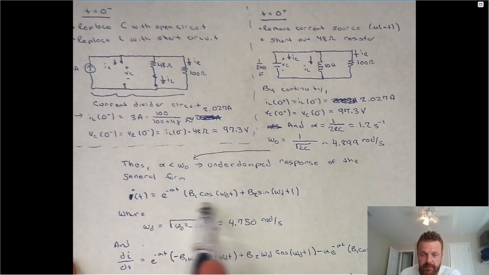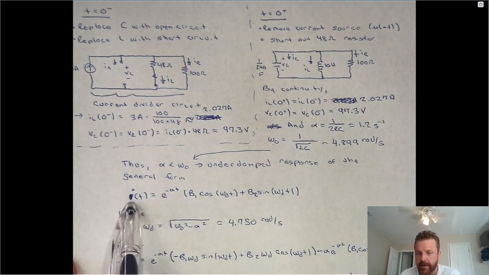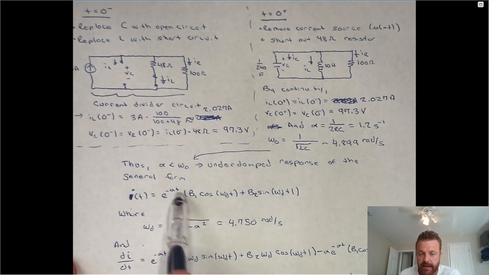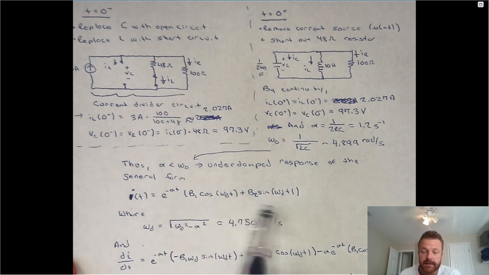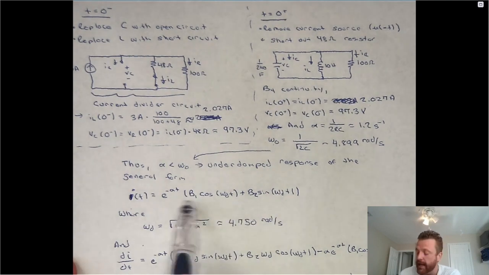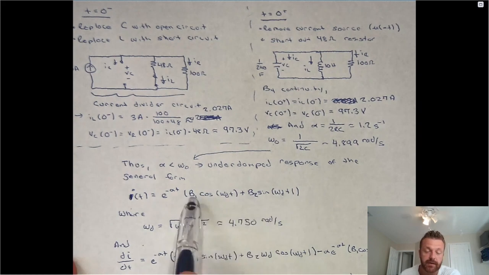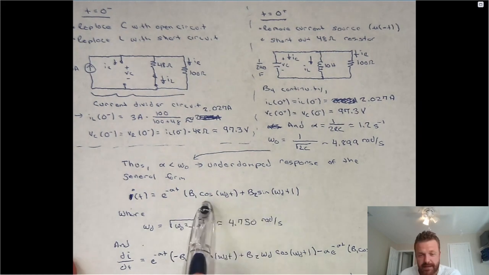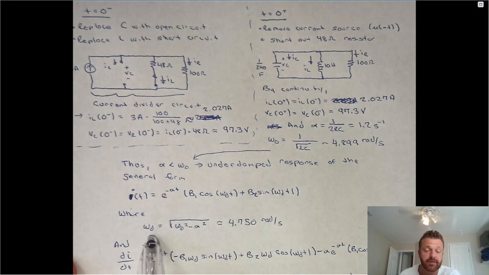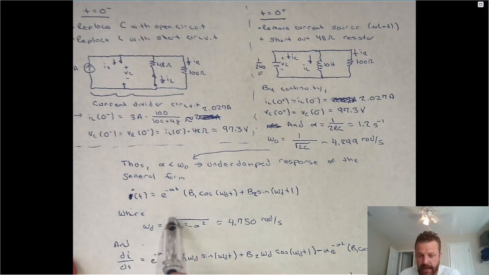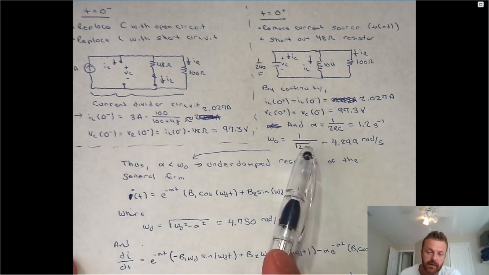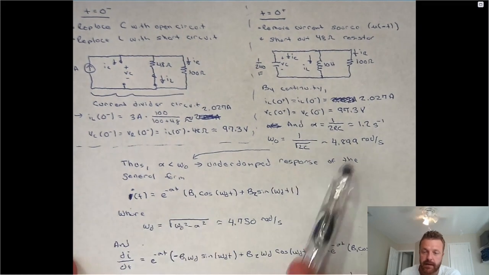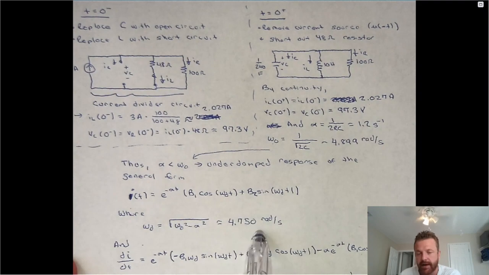And we know to use this general form of the response for any quantity in the circuit, including the current. Namely, we have exponential decay multiplied by the sum of a cosine and sine function of the same frequency, with two unknown constants that we'll solve for using our initial conditions. What is the frequency of these cosine and sine functions? That's just our omega d, which we can compute as the square root of omega naught squared minus alpha squared. If you plug those in, hopefully you'll get 4.750 radians per second. This determines how quickly the oscillation in the response occurs.